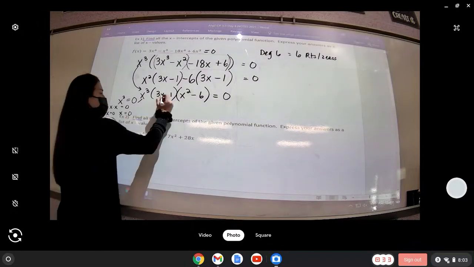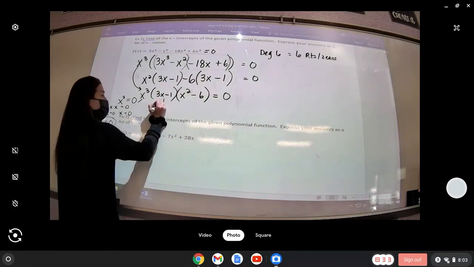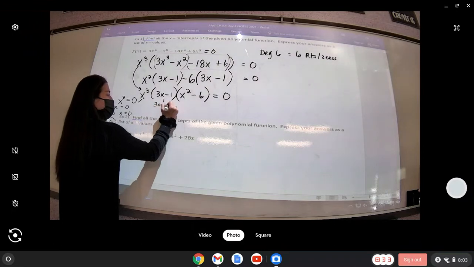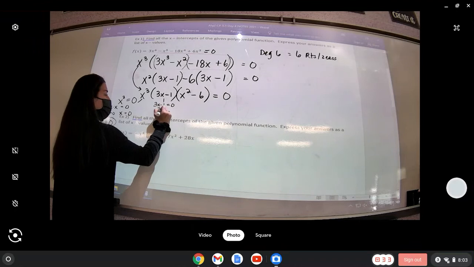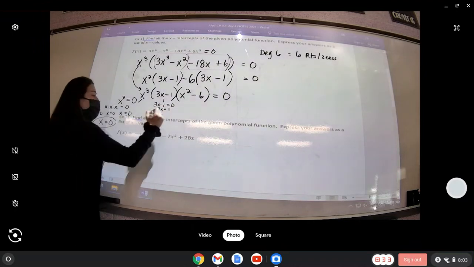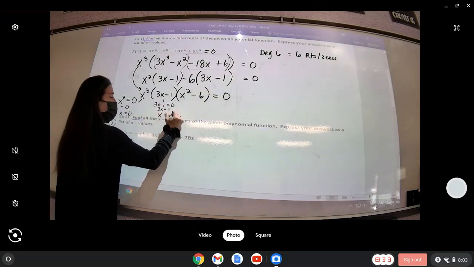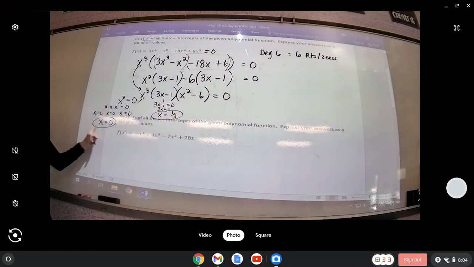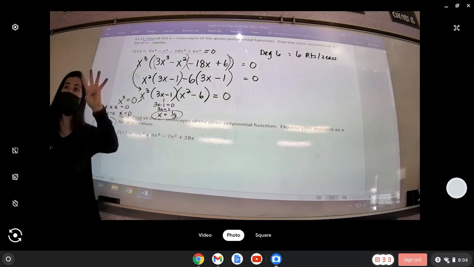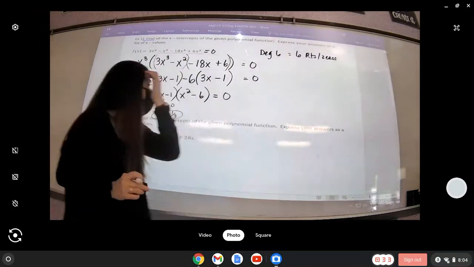All right, let's go to the next factor. Set the next factor equal to 0. Got a little bit of work to do. Let's add the 1. And let's divide by 3. And you should get x equals 1/3. So right now you have 1, 2, 3, 4 answers out of the 6 that you're looking for.